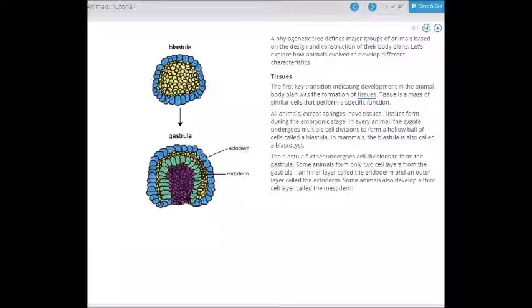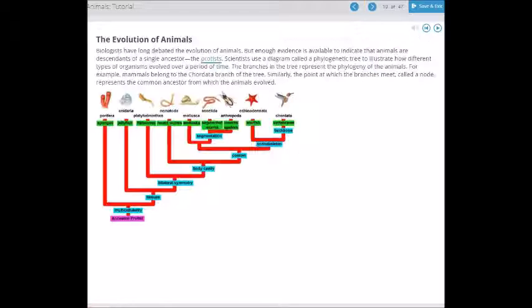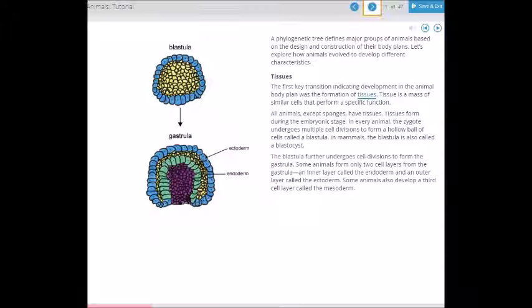Now that picture you just looked at is called a phylogenetic tree, and it just defines major groups of animals based on their design, or really how they evolved, but what evolves always is the shape of the organism and the structure of the organism. And if you remember that, hold on, let me just go back real fast. One of the first things to break loose was tissues, right? So let's talk about these tissues.